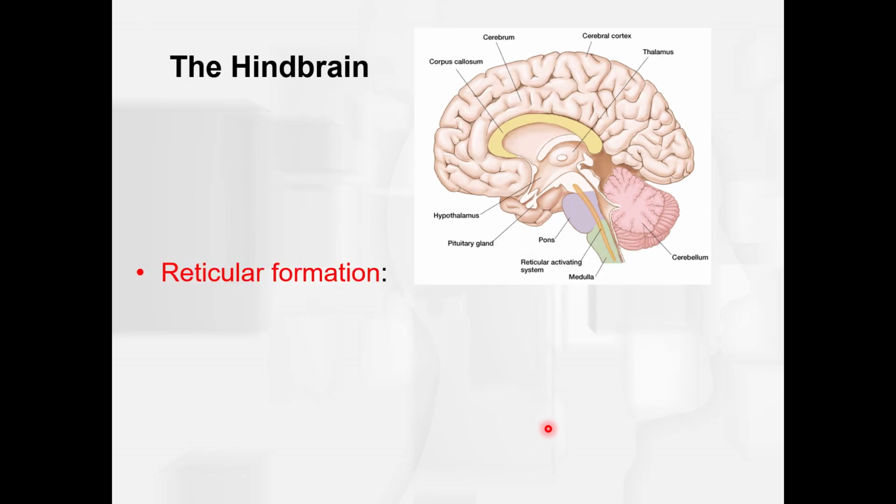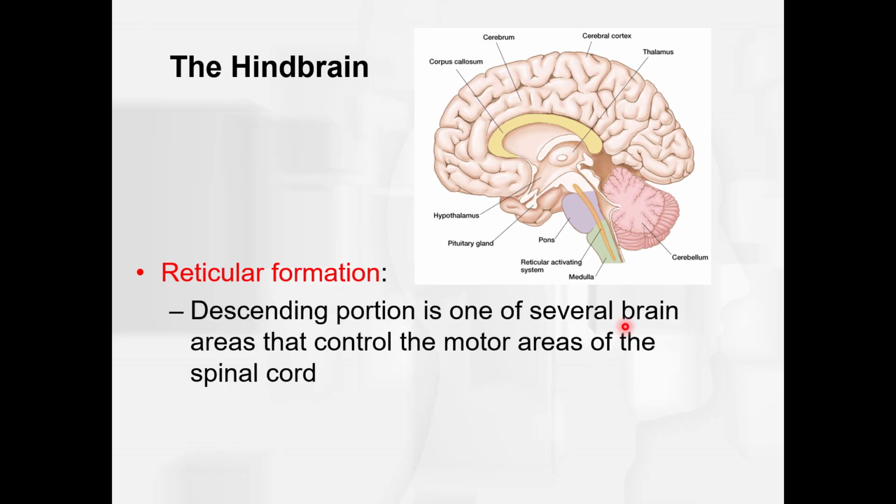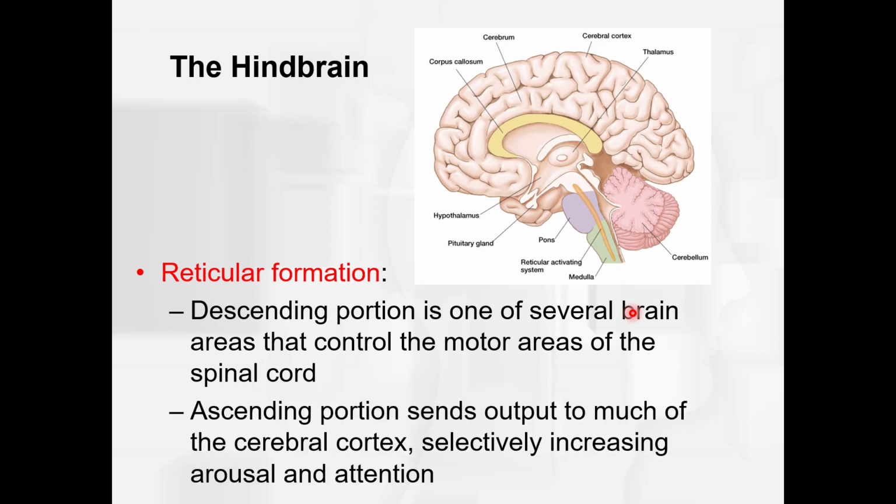Next, we have the reticular formation. The descending portion is one of the several brain areas that control the motor areas of the spinal cord. So we have a descending part of the reticular formation going down into the spinal cord, and then we have an ascending portion. That ascending portion is an output to much of the cerebral cortex up here, and one of its jobs is to increase arousal and attention.